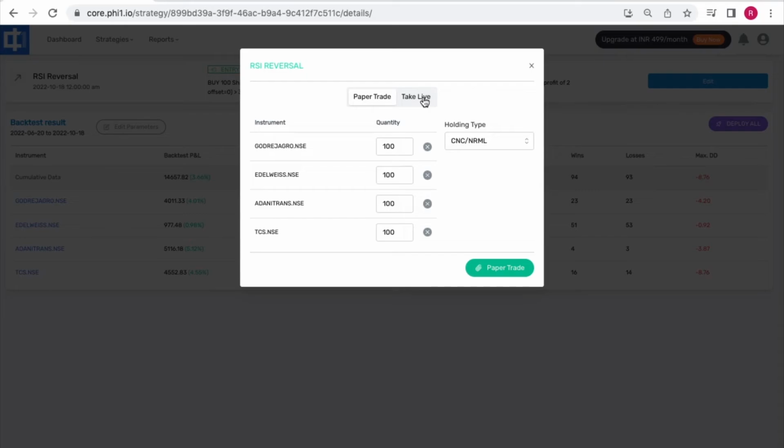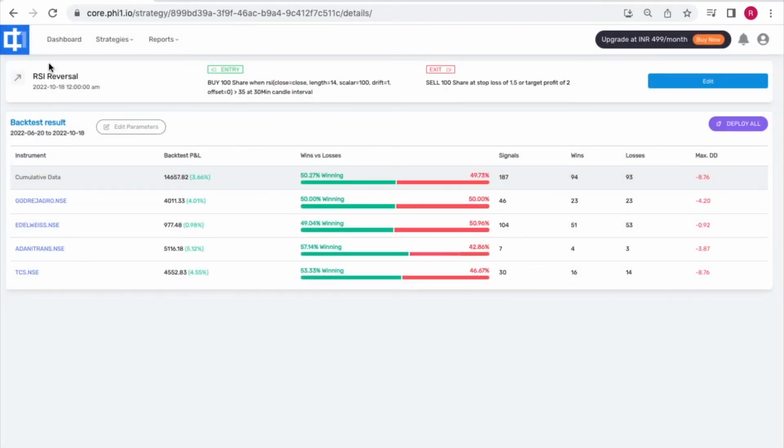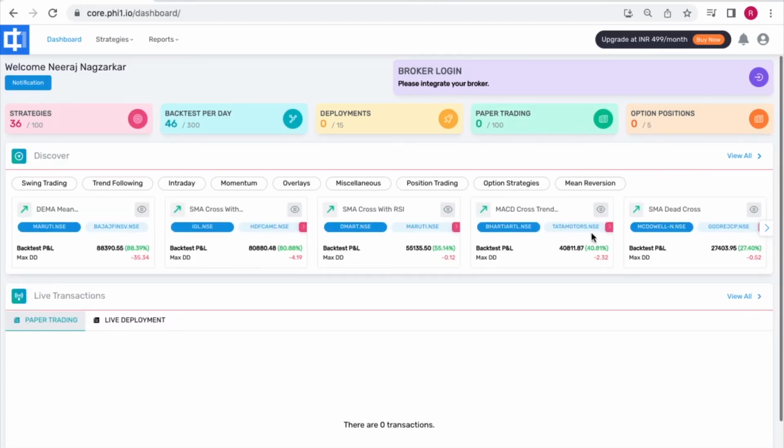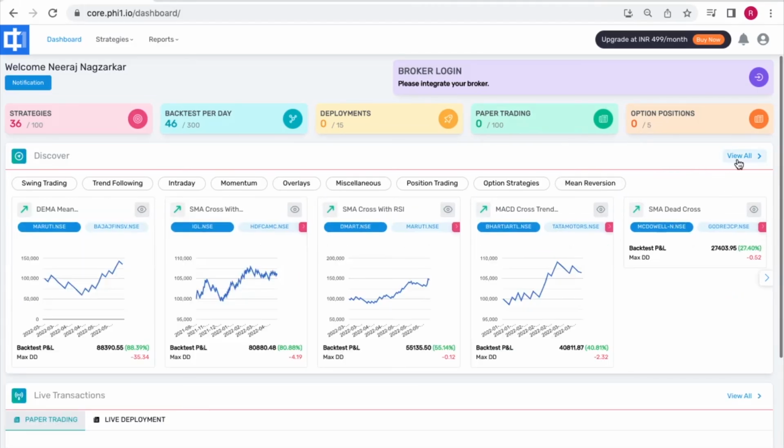Now if you're okay with the quantity and the stocks you've selected at this stage, you can go ahead, take your trades live by choosing the broker of your choice and by clicking take live. When you go on the dashboard here, you will also be able to see a lot of ready-made templates created for you. You can make any edits to the parameters and their values and the indicators in these templates.